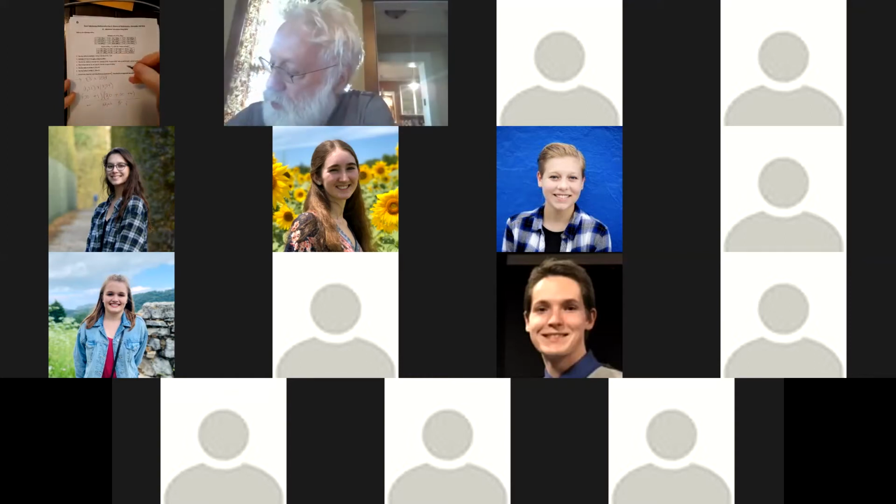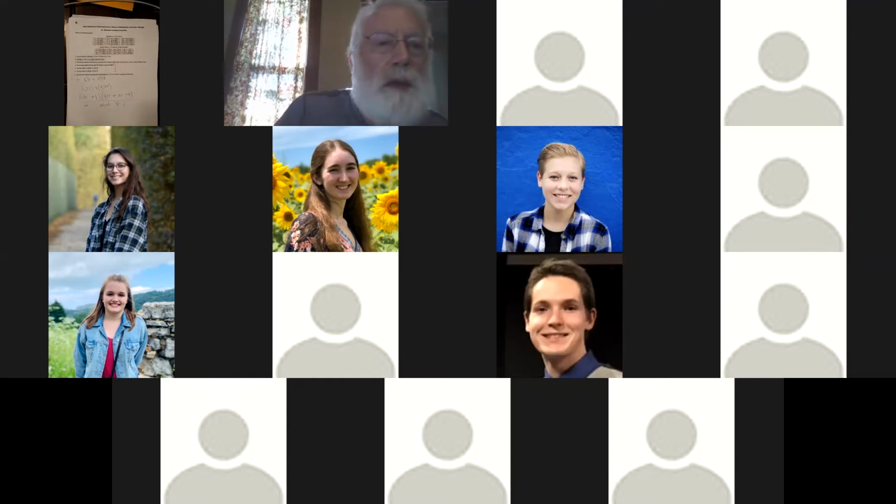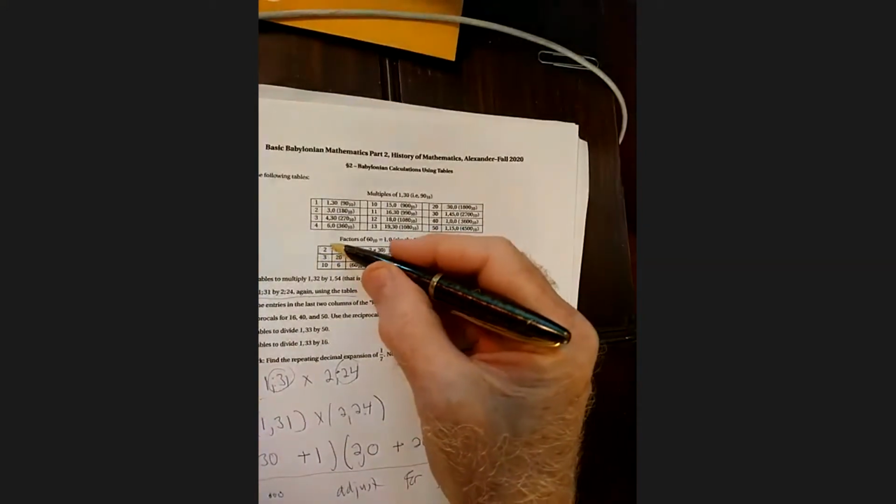What I want to do today is talk about the reciprocal tables. That's this second table right here on handout number 6. The first question I have here is just to find some reciprocals. We just started to talk about this a little bit. I'm going to pin this so I can see it better on my screen, and hopefully you have it in front of you. Let me get a little bit closer. I'm going to look at this table and this first entry.